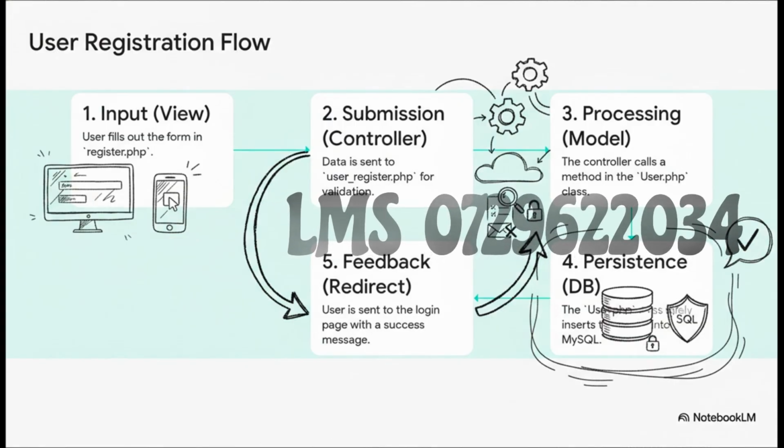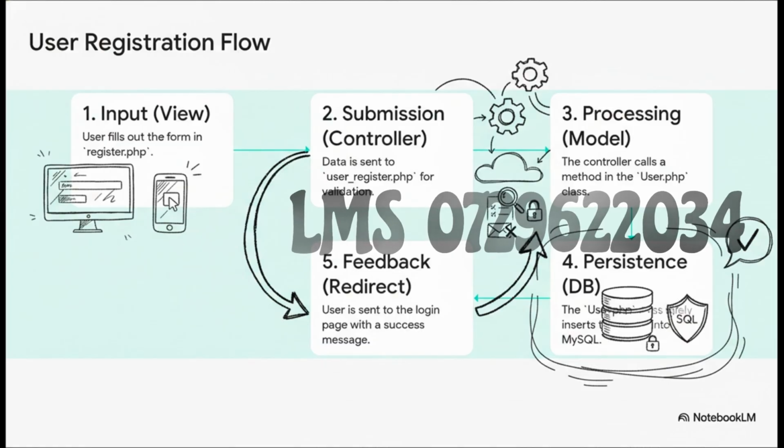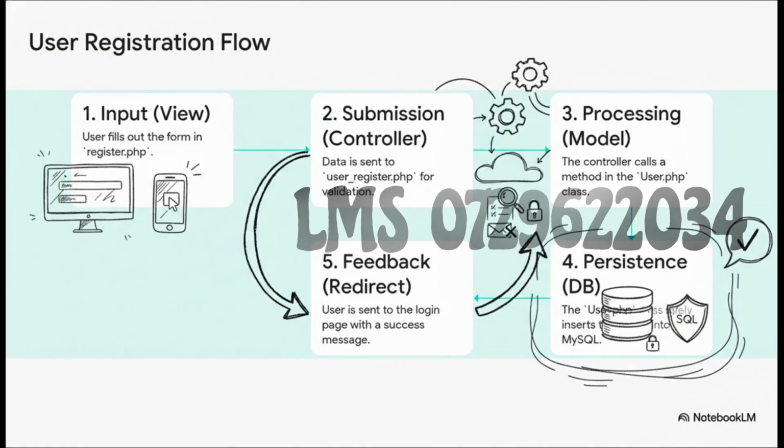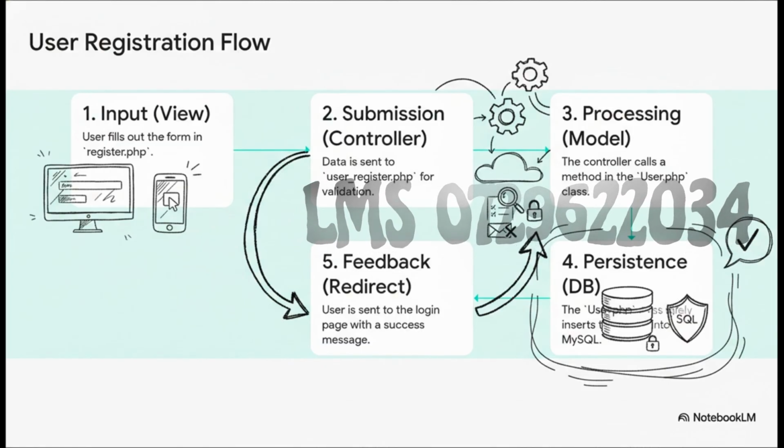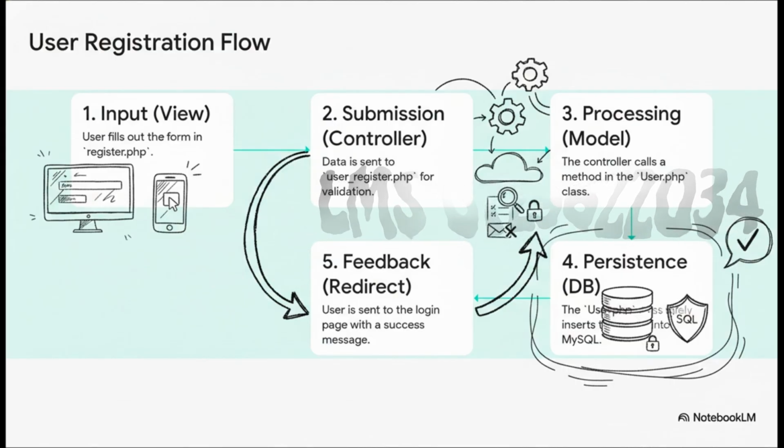Okay, so watch how this all connects. Step 1, input. The user is on the view register.php, filling in all their details. Then they click submit. Step 2, submission. All that data gets sent to the controller, user_register.php, which checks everything. Is the email actually valid? Do the passwords match? Then, step 3, processing. The controller passes that clean data off to the model, in this case, the user.php class. Step 4, persistence. The model takes that data and safely saves it to the database.